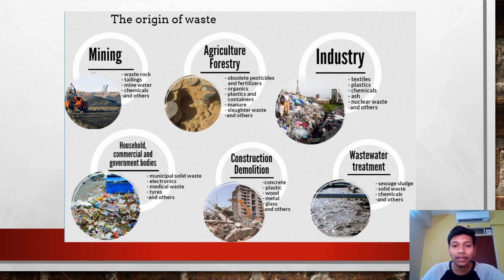Coming to construction and demolition. So concrete, plastics, wood, metals, glass, and others which are thrown away from construction sites or pits come under construction and demolition commercial waste. So, coming to wastewater treatment. Sewage sludge, solid waste, chemicals, and others come under wastewater treatment. So generally these are the main origins of commercial waste.